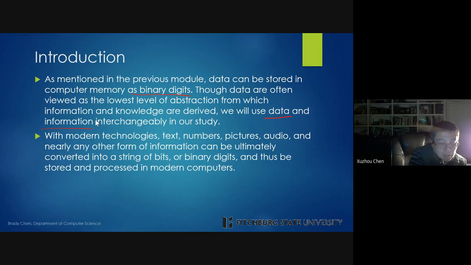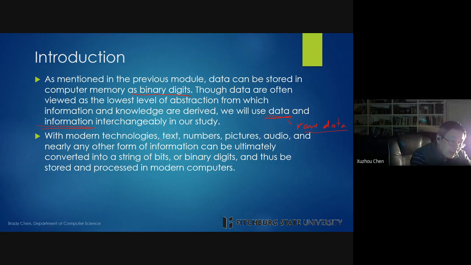we use data and information interchangeably in our study. If you take any courses like information technology, you know that data normally represent the raw data. And the information basically is built from data, but people encode this data to give it some kind of meaning. So data and information are slightly different, but most of the time people use these two terms interchangeably. In this class, we don't differentiate data and information too much. Technically, they're not the same, but we're going to use these two terms interchangeably.